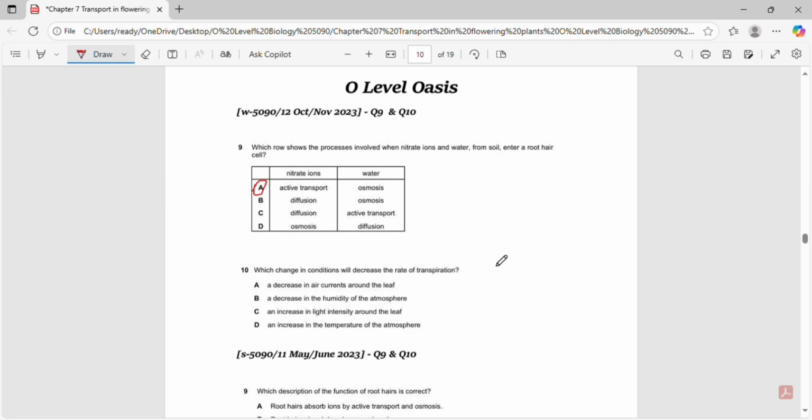Because nitrate ions enter by active transport, and water enters by osmosis. That's the correct combination. Then we have the next MCQ, which says, which change in conditions will decrease the rate of transpiration? So the correct answer is A, a decrease in air currents around the leaf. Less air movement means water vapor accumulates near the leaf surface, reducing the concentration gradient, so less transpiration happens.